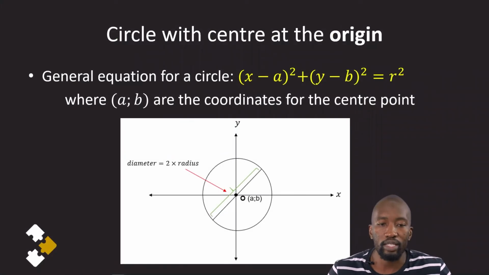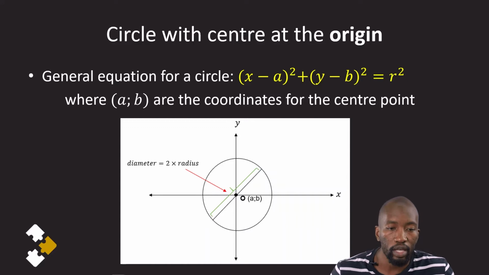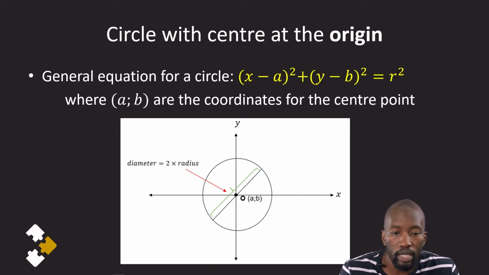Now we're going to be looking at some circles. So let's look at the circles with center at origin. The general equation of a circle is given by (x minus a) squared plus (y minus b) squared is equal to r squared, where a and b are the coordinates of the center point. The center point is the center of that circle, and this circle has its center at the origin, meaning that the coordinates of the center are 0 and 0.